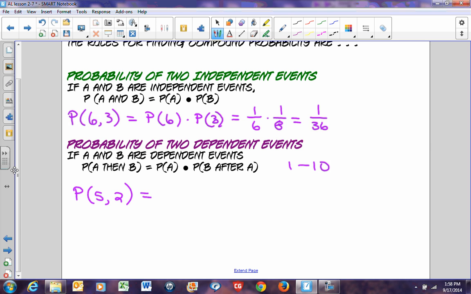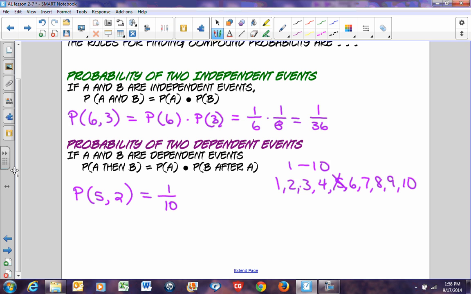The probability of pulling out a 5 out of the cards is 1 out of 10. There's 1 5 in all of the cards numbered from 1 to 10. Now that I pulled out the 5, the probability of pulling out a 5 and then drawing out a 2, you have to assume that you got the 5 the first time, so it's no longer in the deck.